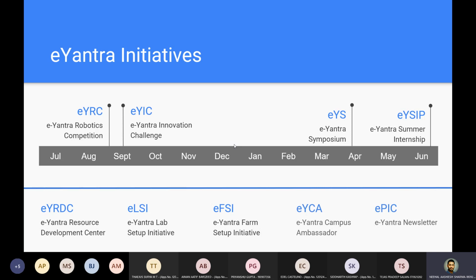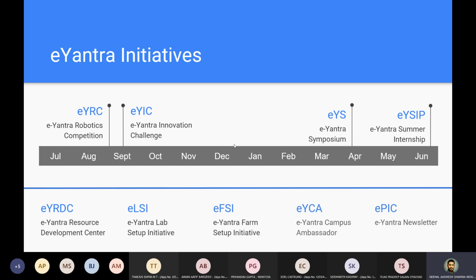There are also many other facilities under e-Yantra, such as the ELSI, the e-Yantra Lab Setup Initiative, which is essentially a way to bring e-Yantra's physical presence to the various colleges. MIT Manipal also has an ELSI lab in the mechatronics department, and the aim of the ELSI lab is to help students get better access to the physical facilities and resources that e-Yantra can provide.